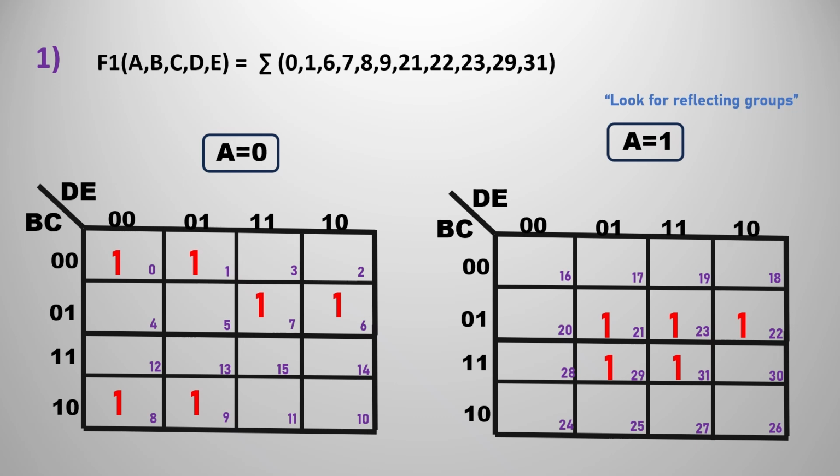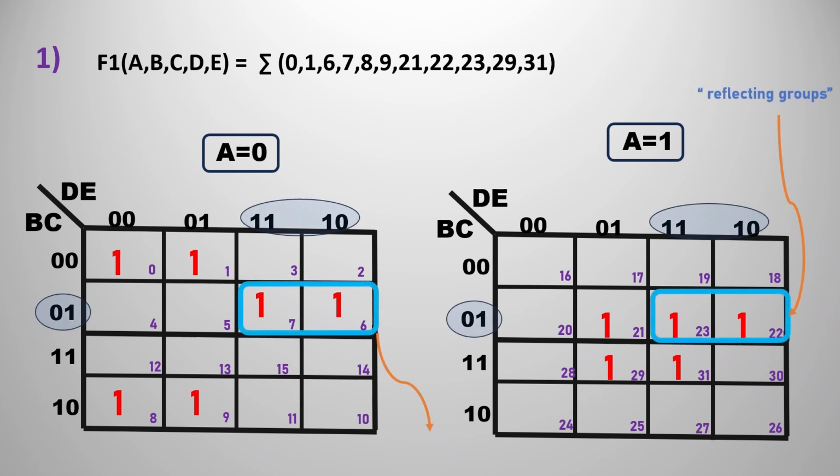Those two K-maps are the same, but slightly different: the first K-map is A equals 0, the second K-map is A equals 1. The first step for grouping is to look for reflecting groups. Reflecting group means whatever group is present in the first K-map should also be in the same positions in the second K-map. If you consider, there is one reflecting group, so let's see what that is. I hope you can see there, that is known as a reflecting group, because 7, 6 in the first K-map and 23, 22 in the second K-map are in the same position. So those are known as a reflecting group.